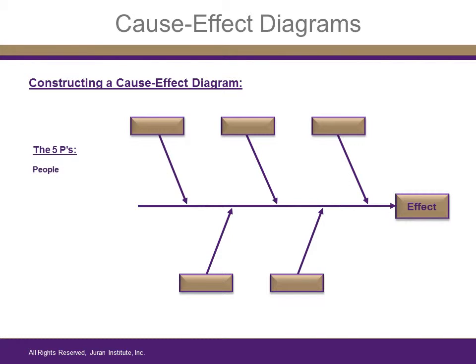We create the 5 branches to help the project team categorize the different potential causes they identify. They are stratified into 5 separate categories based upon the 5 P's. The 5 P's stand for people, provisions, patrons, procedure, and place. People includes any internal employees involved in the process. Provisions would include any supplies or equipment required to complete the process.